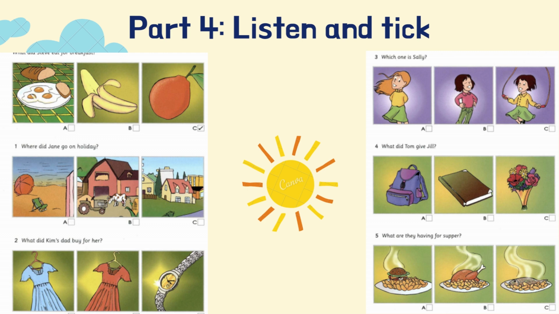Five. What are they having for supper? What do you want for supper, Dan? I'd like a burger. And what does Simon want? He wants chicken, but I don't like chicken. Why don't we have fish, then? That's a good idea. I'll tell Simon.